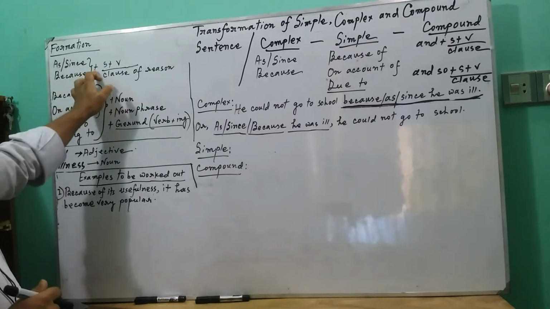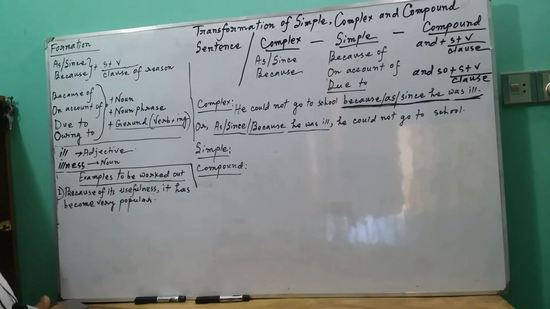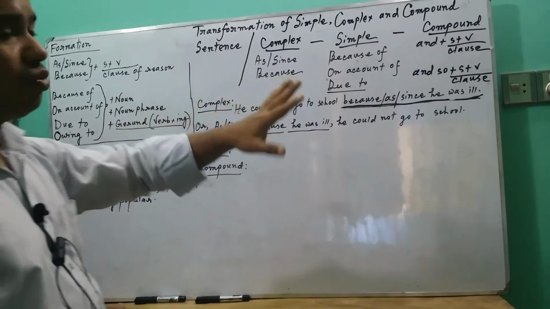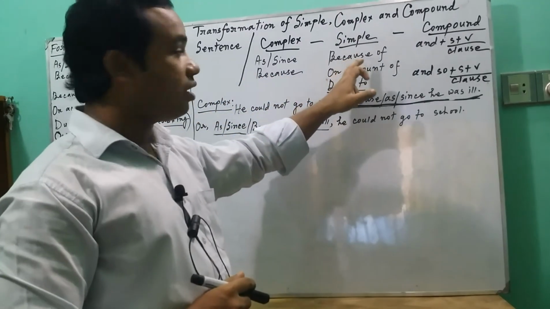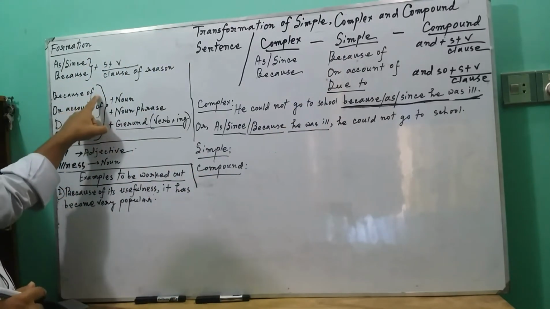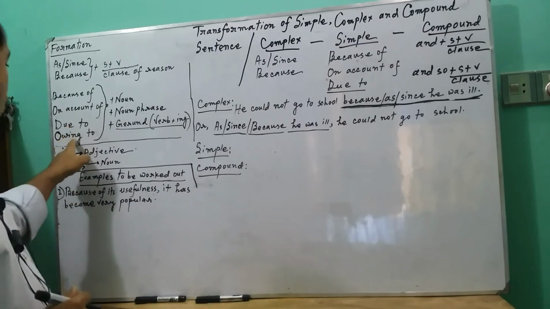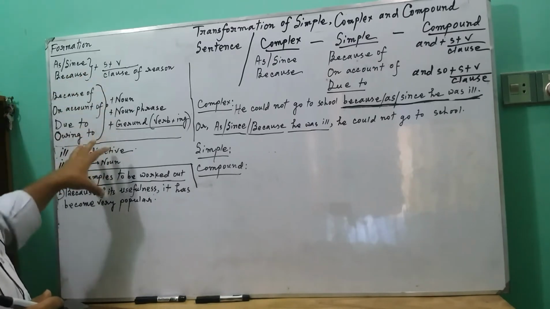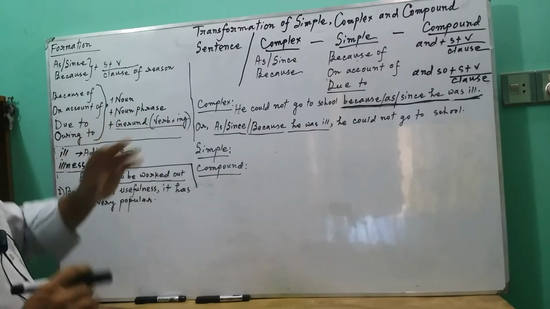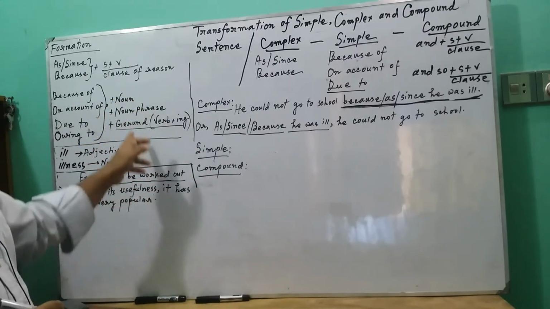As, since, because plus subject plus verb is called a clause of reason. But when you use a prepositional phrase, because of, on account of, due to, or owing to, after this phrase, as these are prepositional phrases, just use either a noun, a noun phrase, or a gerund.